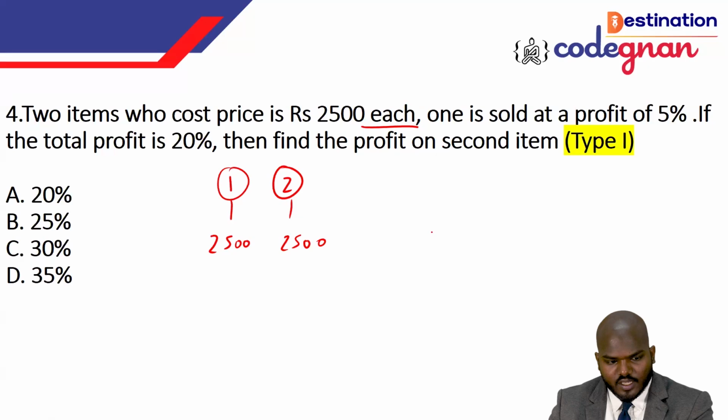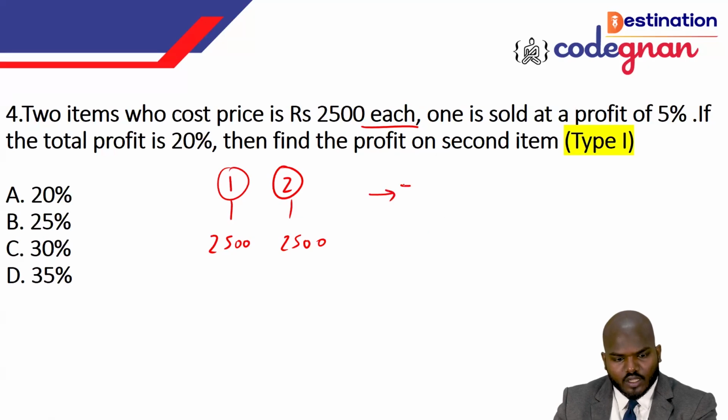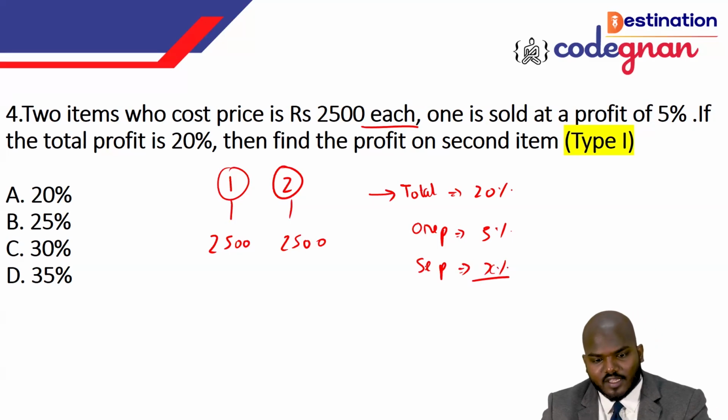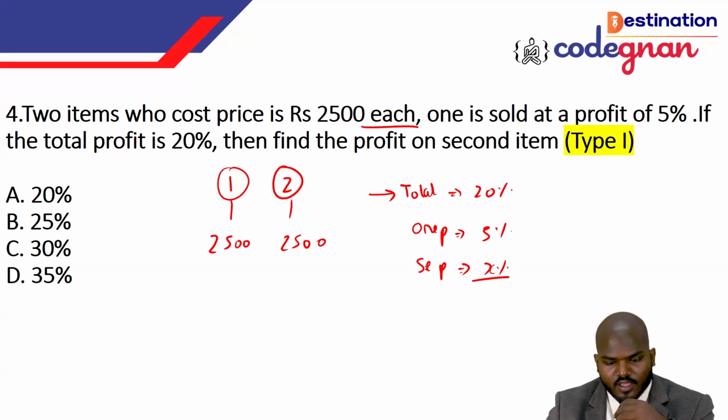Here the total profit mentioned is 20%. One profit we can call 5%, and the second profit we can call X. Wherever they are defining something unknown, guys, you need to call it X, so that only then can you find it out. Otherwise it is difficult to find out.